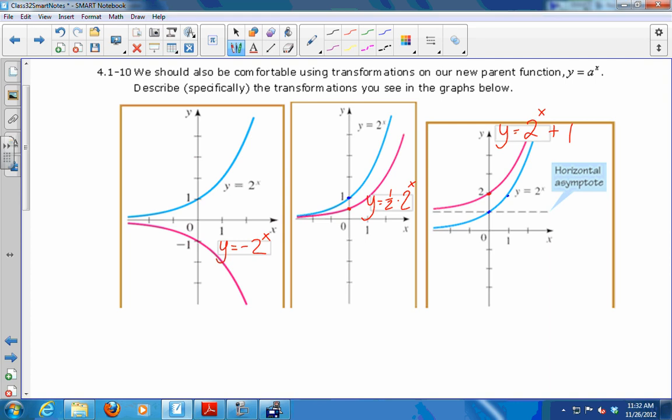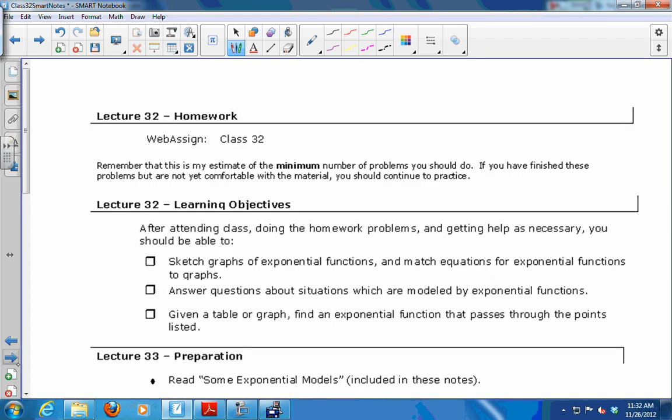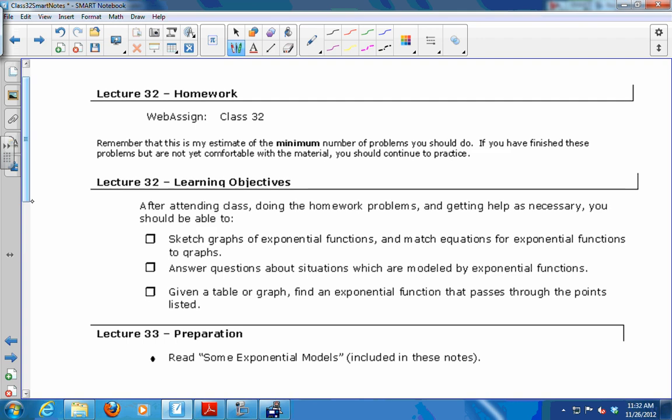So we should be able to check any point. So 1, 2 used to be on my graph. Now it should be 1, 3, which is right there. So it does seem to fit our idea. All right, so that is it for the lecture.